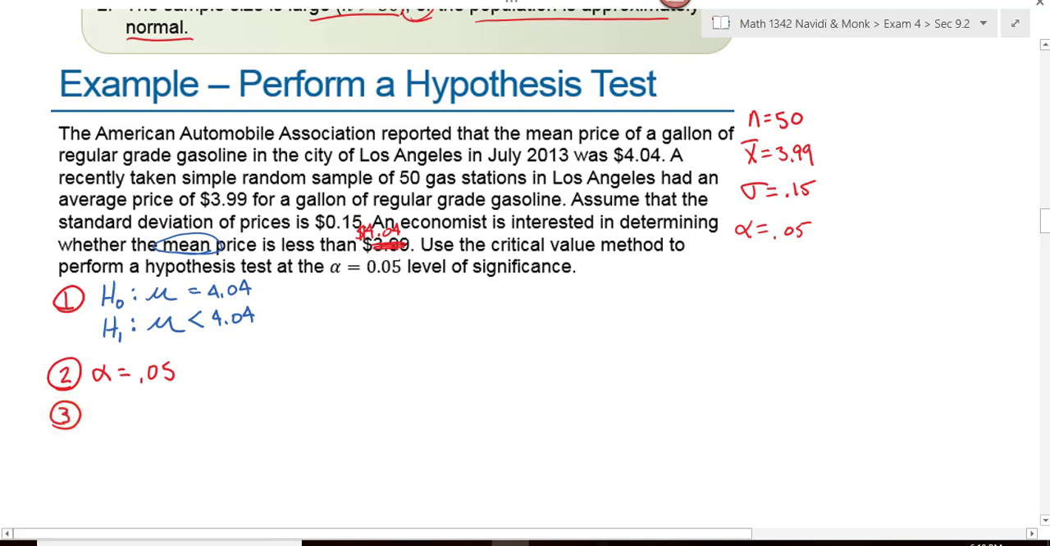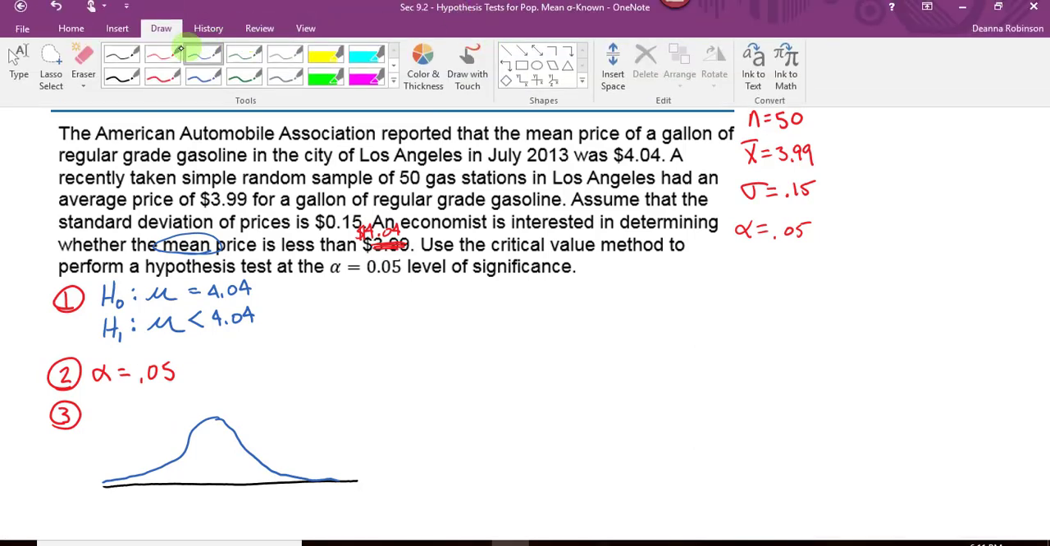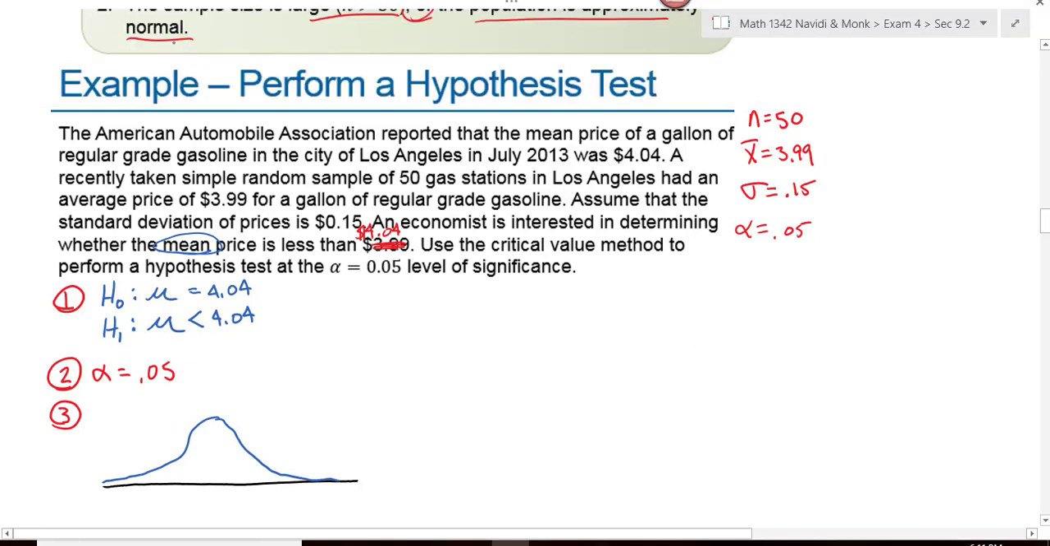Step 3 was to draw a picture of what's going on in the problem. Because this is a normal distribution that we're going to be using, I'm going to draw a standard normal curve. So there's our normal curve. On this distribution, you need to identify where your alpha level or your critical region is going to be. Will it be to the left, to the right, or two tails? To the left, because this is a less than. So all of my alpha level is going to be over here to the left. The area right here is 0.05. What is my critical value going to be? -1.645.